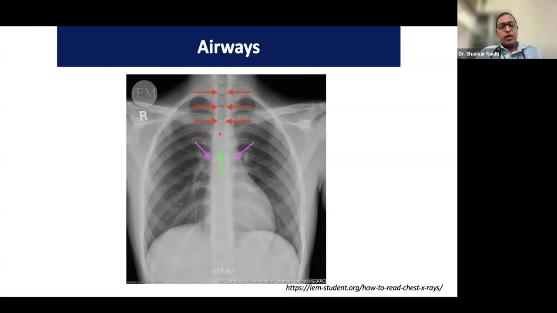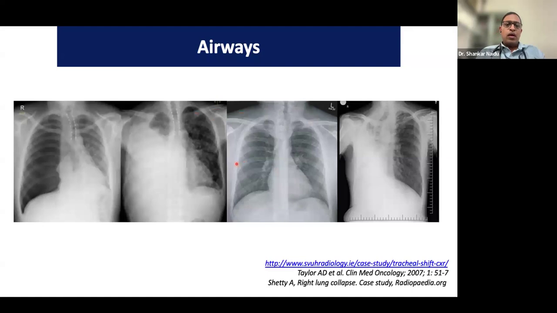Many a time, the endotracheal tube might go into the right bronchus, leading on to collapse of the left lung. So all these things we need to be clear about, whether the endotracheal tube is in the right position or not. Sometimes there might be an abrupt cutoff in one of the bronchi because of maybe some infection or growth or maybe some mucus plug. So all these things we need to check in the airway. So these are examples of some X-rays where there is a deviation of the airway.